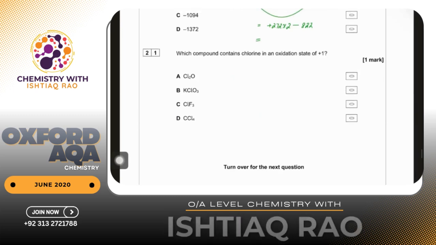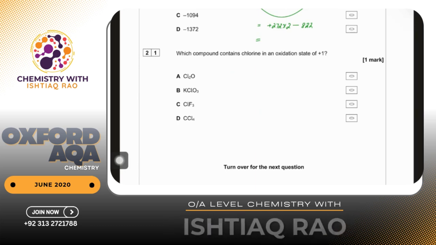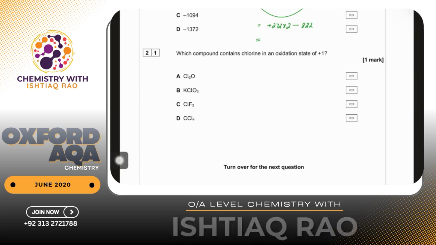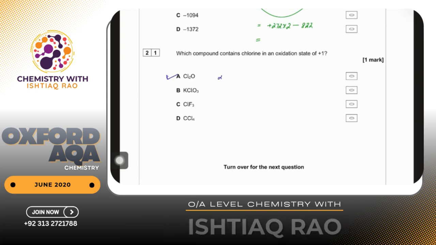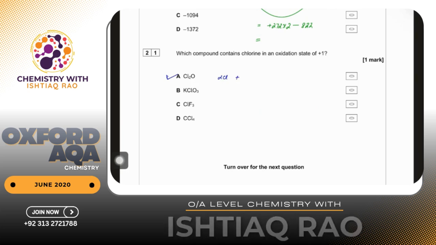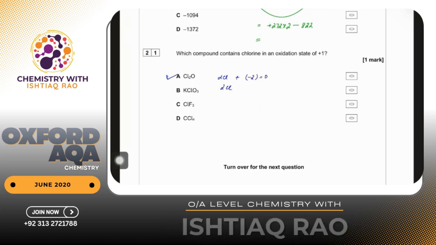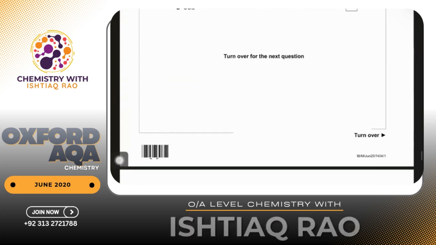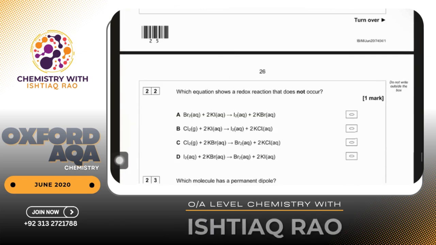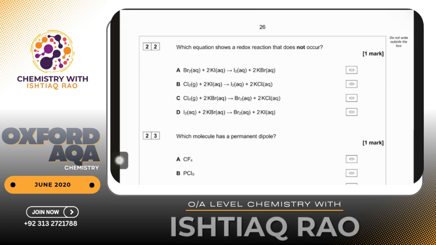Which compound contains chlorine in an oxidation number of plus 1? Miscalculated. A, minus 2 plus 2? So it should be A, right? Yeah, A is correct. 2Cl plus minus 2 is equal to 0, is equal to plus 2, and Cl is equal to plus 1. Yes, okay.